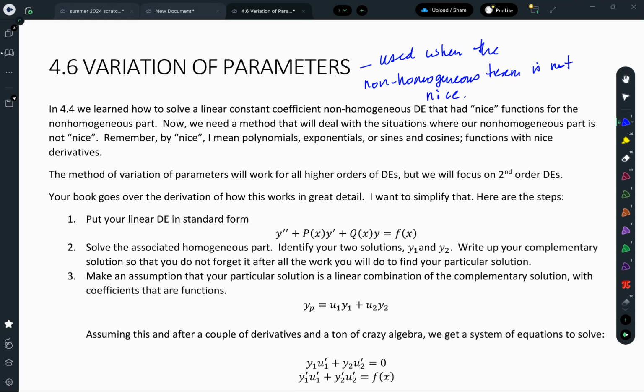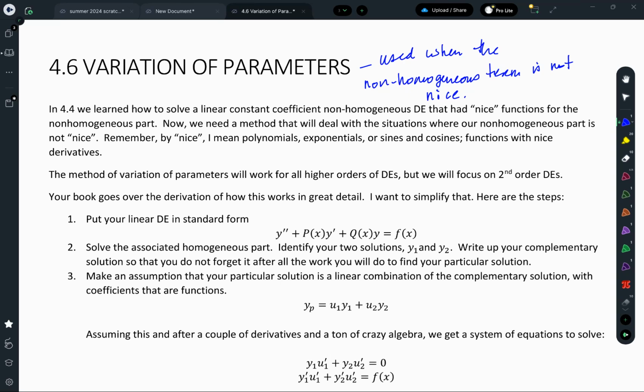And remember, our definition of nice was that if we take our function and find derivatives of it over many derivatives, it either goes away or it repeats itself. And so we're talking about not nice, things like the natural log of x or tangent of x, or really anything that's not exponential, polynomial, or sine cosine.